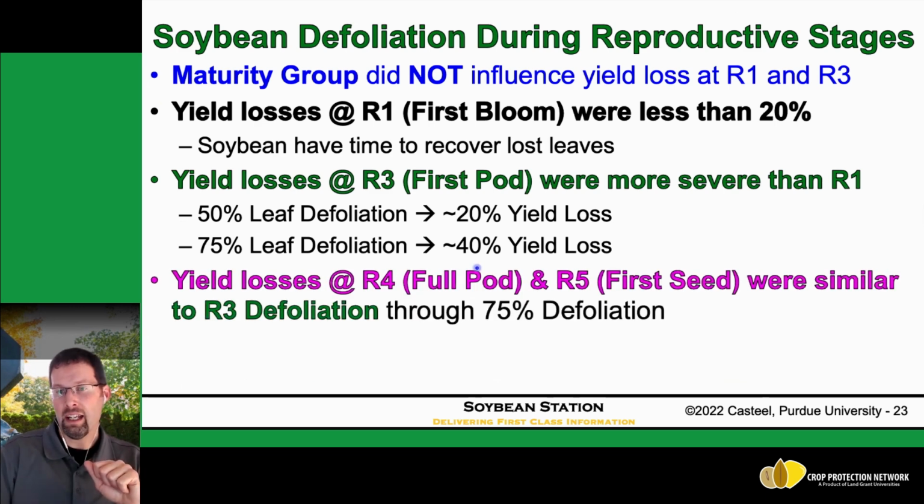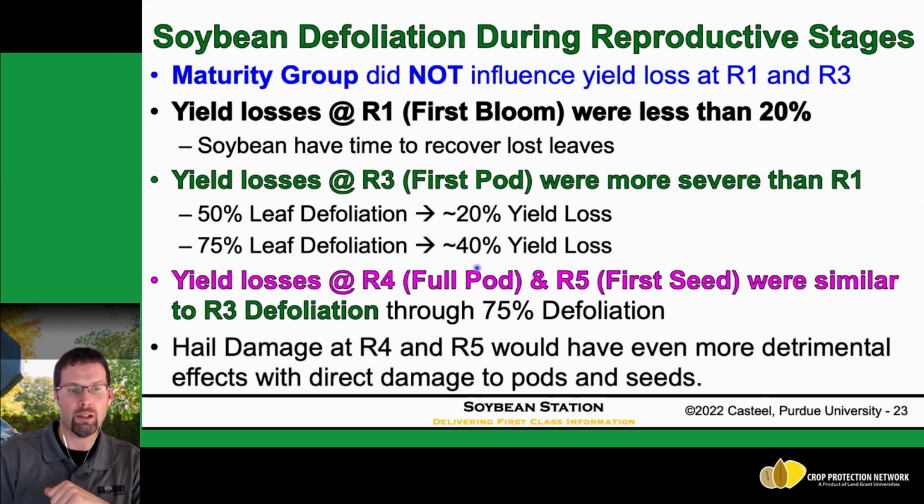As our next study over the course of years had an R4 and R5 defoliation, they behaved very similarly. I didn't see any differences between those two growth stages over 3 years. And they were very similar to R3. So kind of giving us an idea that more of this issue is occurring in the middle of reproductive and continued that same yield loss pattern. But when we went above that 75% defoliation, when we got closer to 100%, that's when we saw even greater losses from that R4 or R5 defoliation.